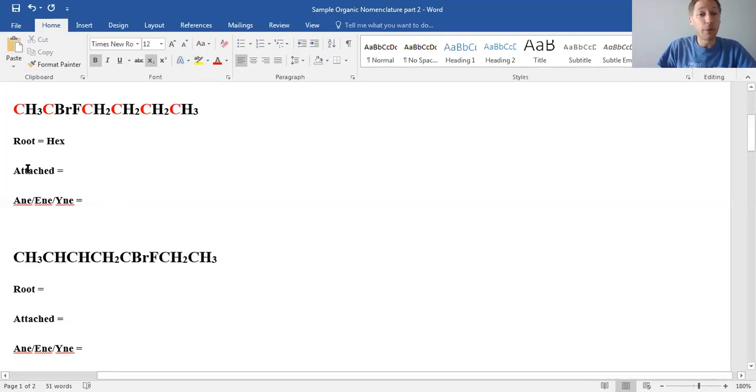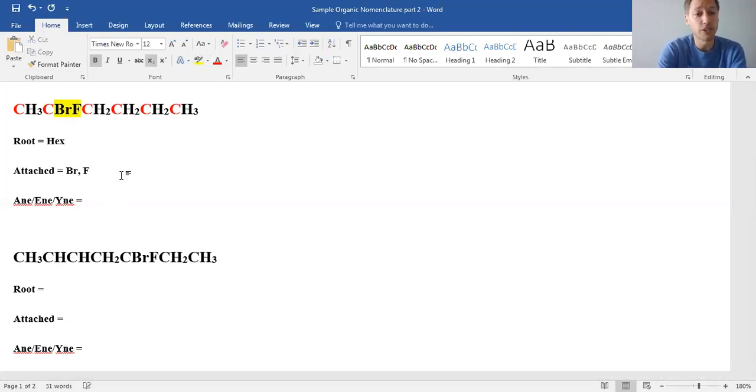Now we're going to identify things that are attached. If it's not a hydrogen, we're going to make note of it because we're going to specify that it's not a hydrogen. So here we have 2 things, Br and F. Those things are attached to it. Those are going to be prefixes because halogens are prefixes, or substituents that we've attached. They don't belong to a family.